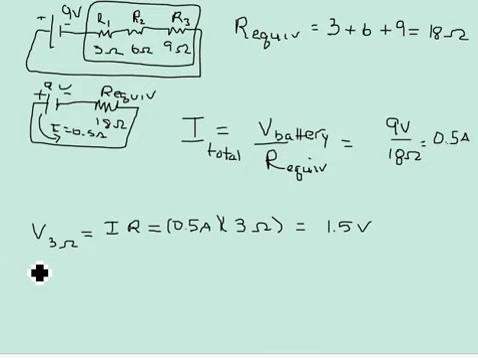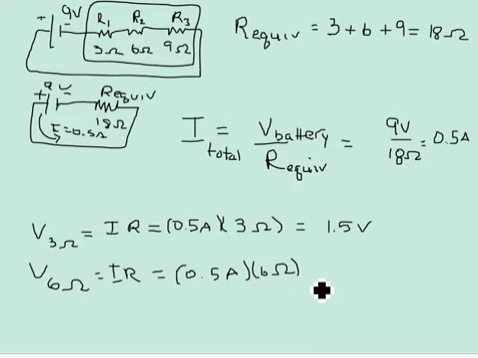My current continues through them, and now it goes to the 6 ohm resistor. The voltage drop across the 6 ohm resistor is equal to the current through it, which is the same, multiplied by its resistance, 6 ohms. So this guy is 3 volts.